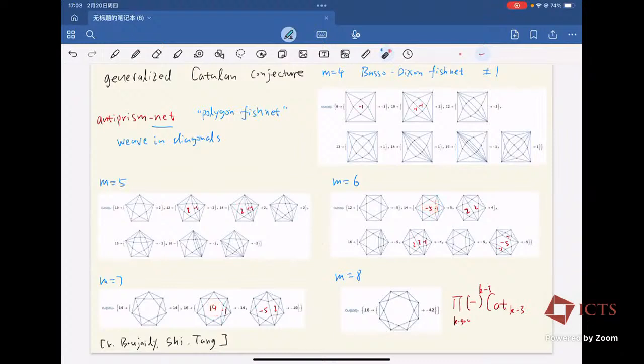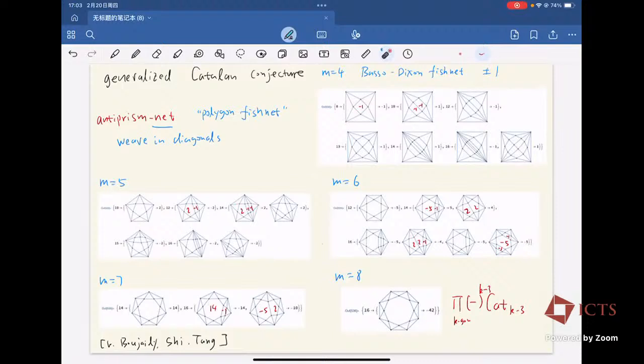So the original antiprism, of course, only has one non-trivial k-gon, right? All other faces are triangles. I'm not taking the contribution from the outer face. It's just the inner faces. Okay, so that's the Catalan conjecture.